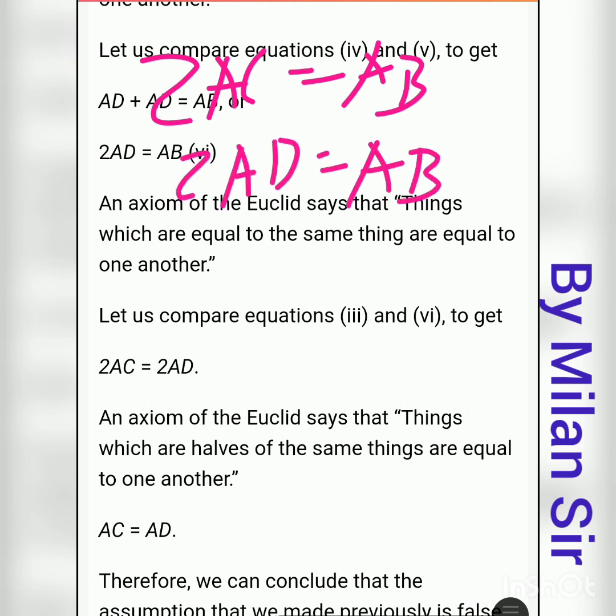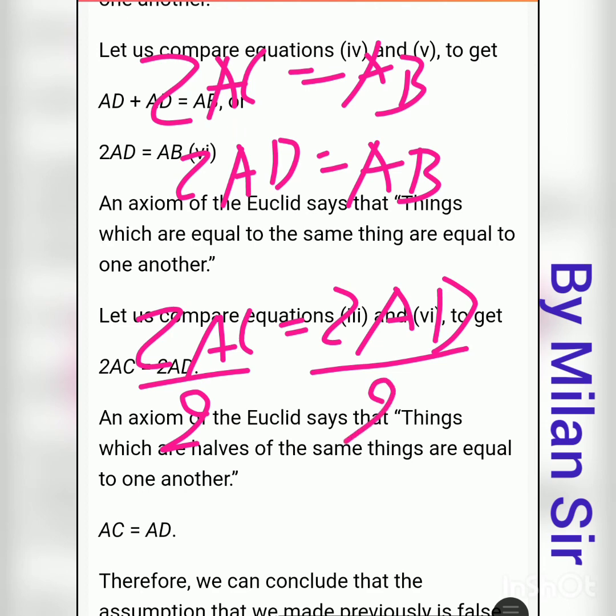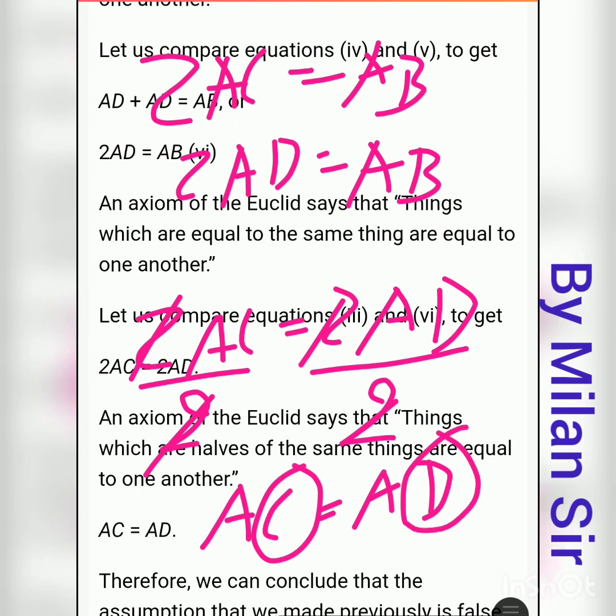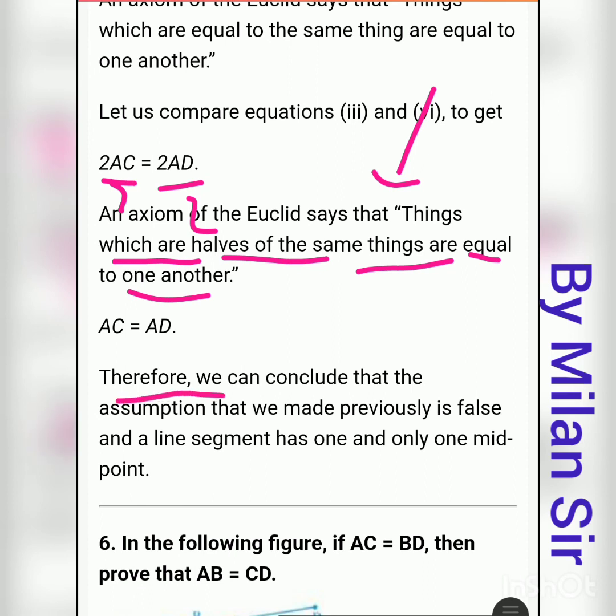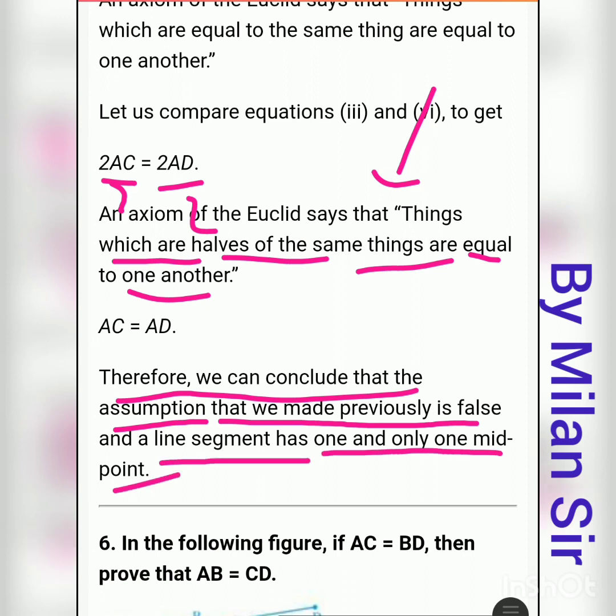Both are equal to AB, so we can write 2AC is equal to 2AD. On both sides we can divide by 2, so AC is equal to AD. It means points C and D are the same point. That means we do not have two different midpoints, but the same midpoint. Things which are halves of the same thing are equal to one another, so we can divide by 2 on both sides. Therefore we conclude that the assumption we made previously is false. A line segment has one and only one midpoint.